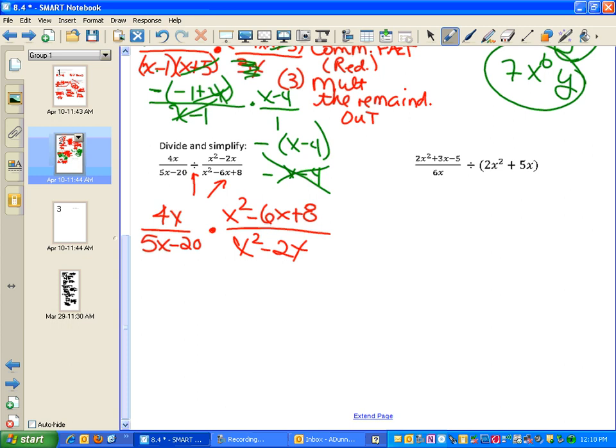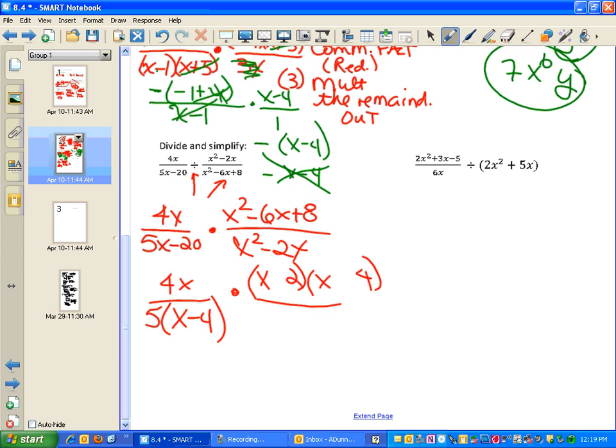What should be the first thing that I be doing? Factoring. So this becomes 4x over what? 5 times. Yes. Times, what does this numerator become? Factors of 8 that give me 6. And 4. So x and x, 2 and 4 gives me 8 and 6. How do I get positive 8 but negative 6? Make it both negative, right? Okay, what is my denominator factor to?